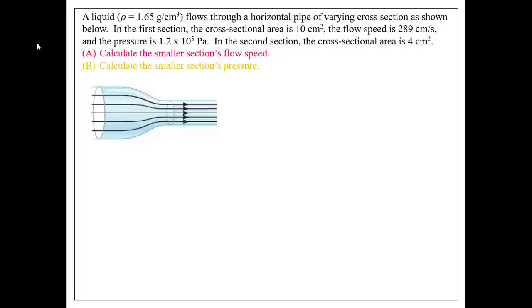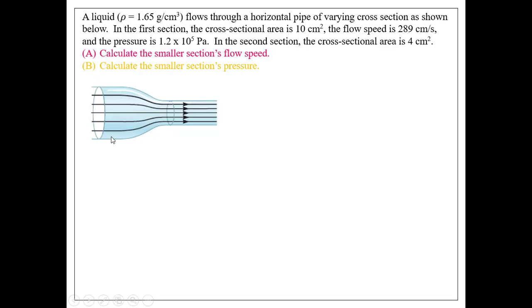In this video, we have a liquid of a certain density of 1.65 grams per centimeter cubed. It's going to flow from left to right, the left side being wider, the right side being more narrow. The cross-section area on the left side is given as 10 centimeters squared, and the flow speed at this left side is 289 centimeters per second.